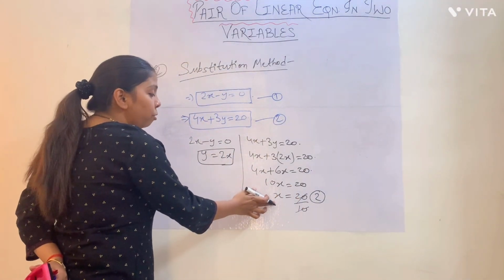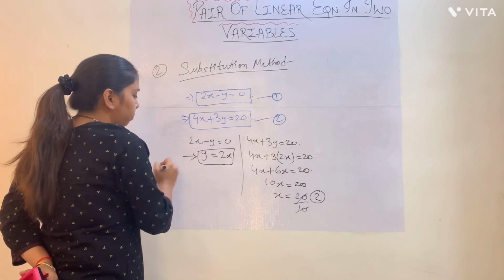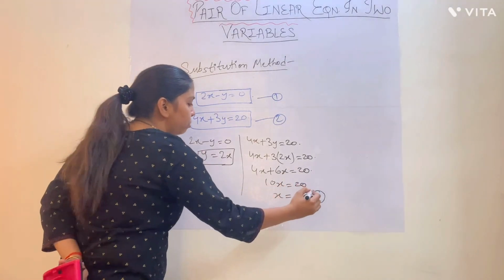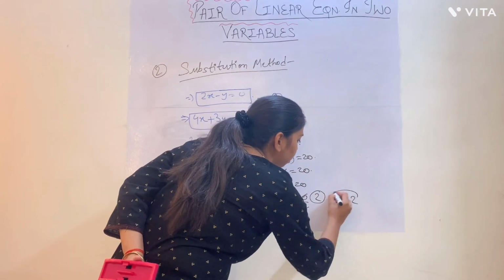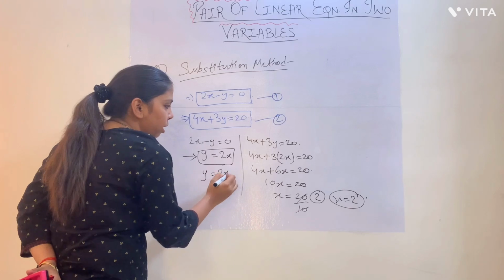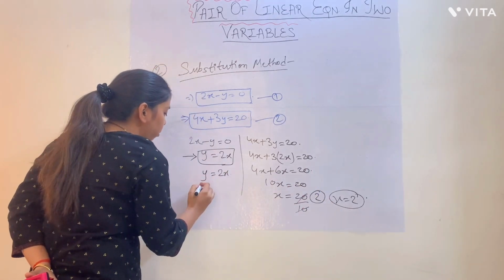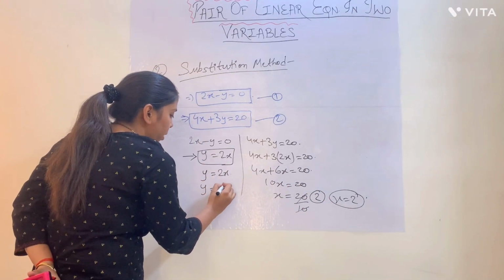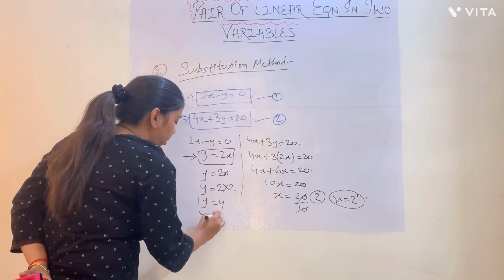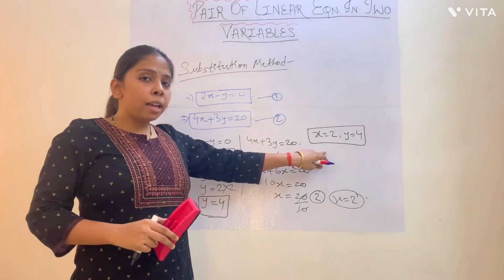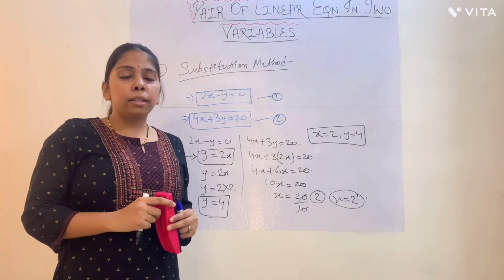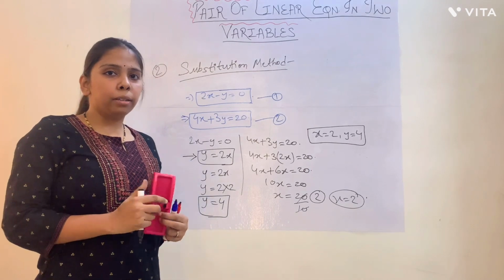If we put the value of x in this equation, we will get the value of y. Like x is equal to 2, y is equal to 2x. If we put the value of x equal to 2, we will get the value of y. The value of y is 4. Here x is equal to 2 and y is equal to 4. This value is the same as we got in the graphical method.